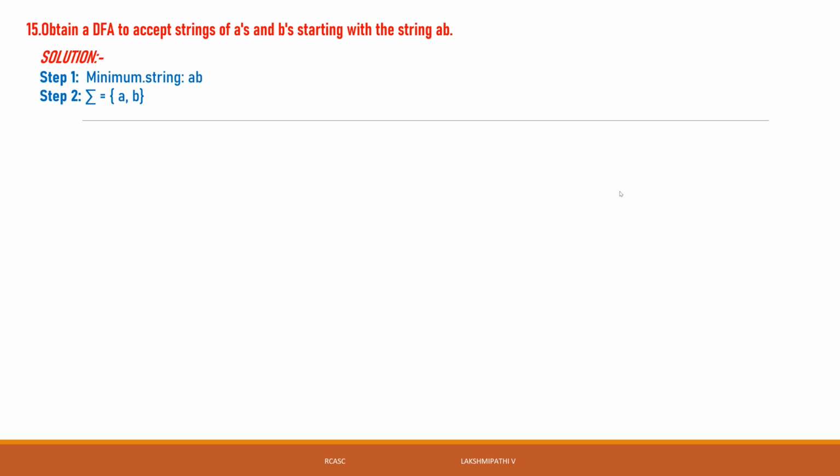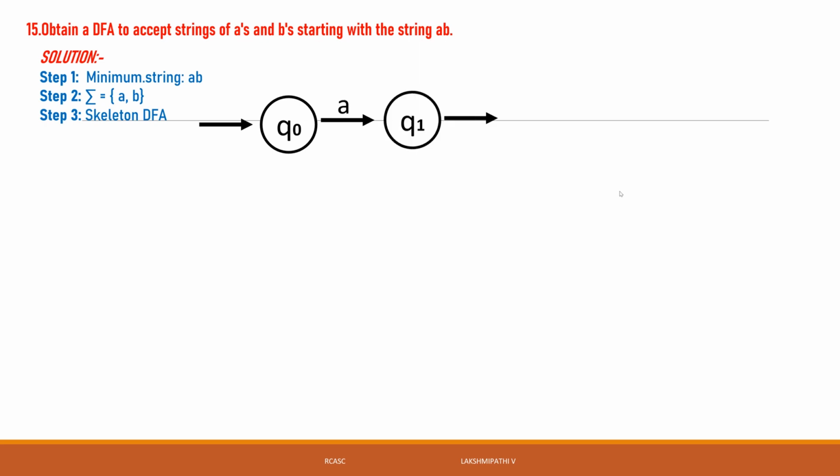Then we go for step 3, the skeleton of DFA. Skeleton of DFA means, according to the minimum string, we consider Q0 as the starting state. We can go for Q0 of A is Q1, Q1 of B is Q2. Here all the strings start with AB, so the machine starts in Q0. It reads A, it goes to Q1. Q1 reads B, it goes to Q2.